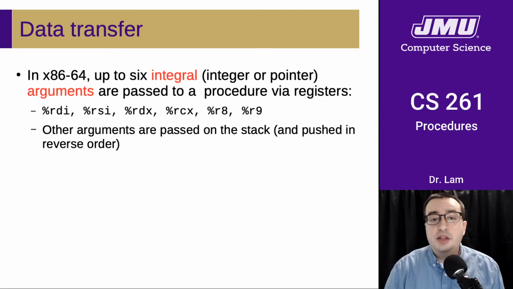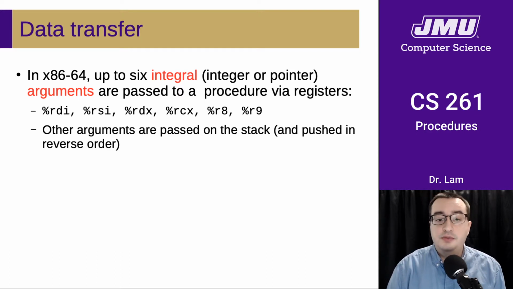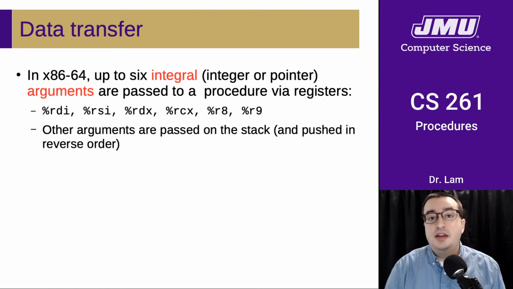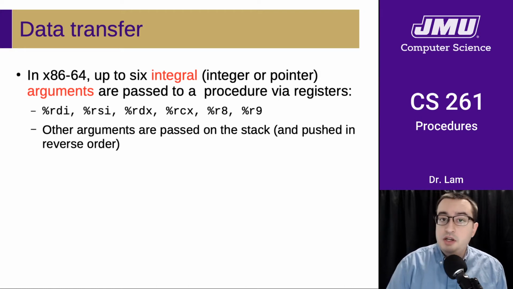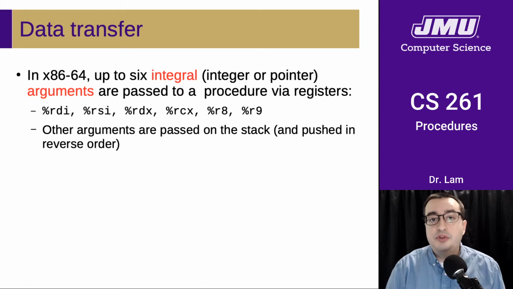Our next topic is data transfer between the caller of a procedure and the procedure itself, the callee. So in x86-64, up to 6 numbers or integral arguments can be passed to a procedure using registers, and these are just sort of arbitrarily picked registers that they decided to be used in this particular order. So RDI would be the first one, and then RSI, RDX, RCX, and so forth.